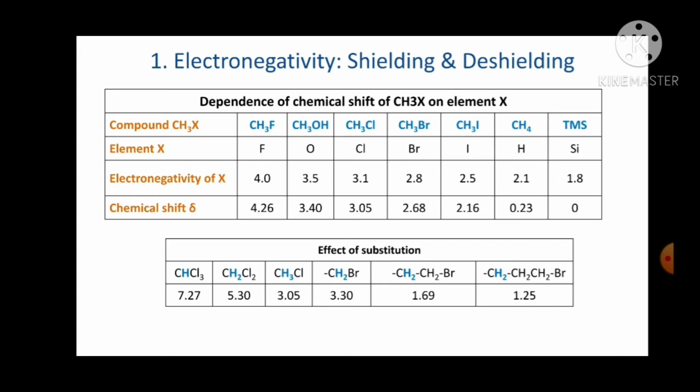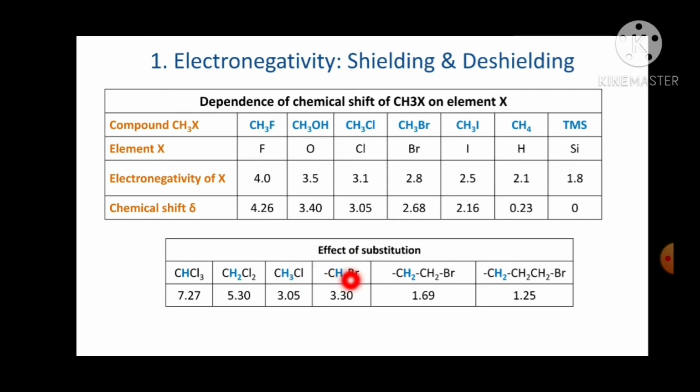As you substitute one of the chlorines with hydrogen, you can see in the case of dichloromethane, CH2Cl2, the effect is reduced. Now if I make it CH3Cl, again the effect is reduced, and it appears at 3.05.